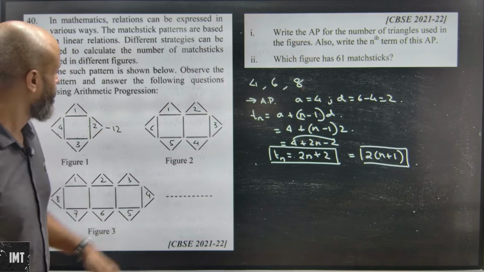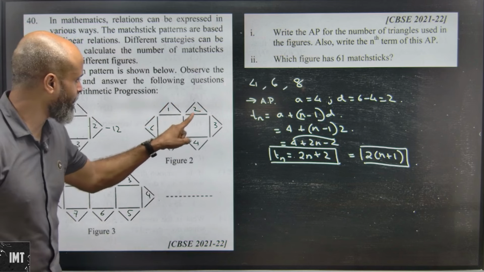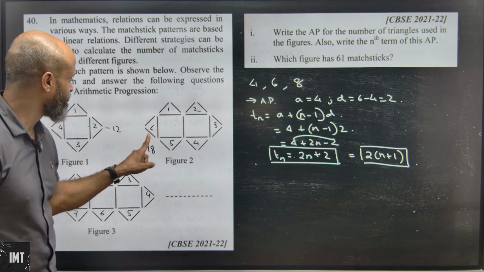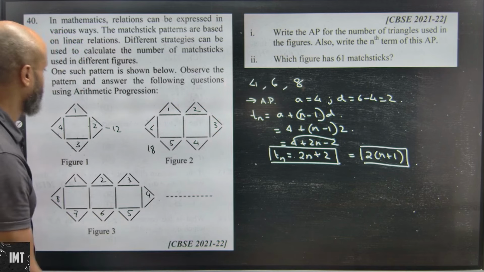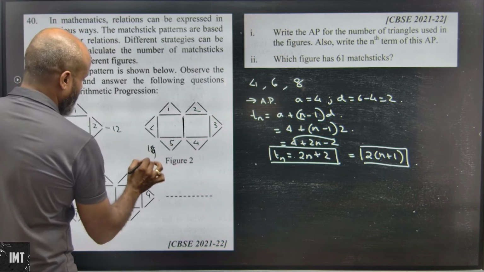So you will have a total of 18. Count it if you want to: 1, 2, 3, 4, 5, 6, 7, 8, 9, 10, 11, 12, 13, 14, 15, 16, 17, 18. Oh, yes, there is one matchstick here as well. Okay, so this will be 19.